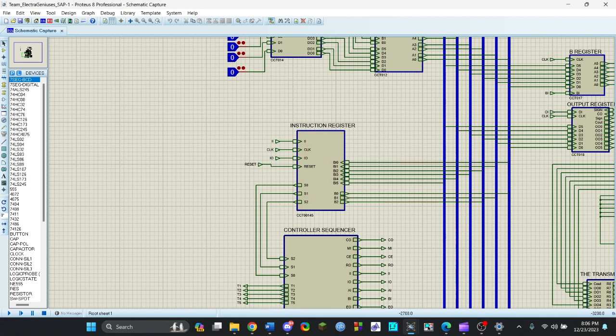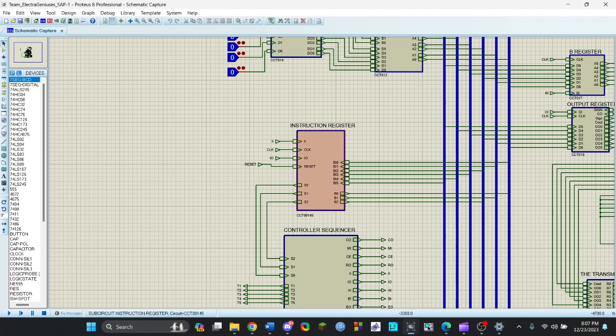There are also different types of control bits like II, IO, clock, and reset. When II is enabled, it takes 6-bit data from the bus, of which 3 bits are the instruction and the rest of the 3 bits are for memory. And when IO is enabled, it sends 3-bit data to the bus.